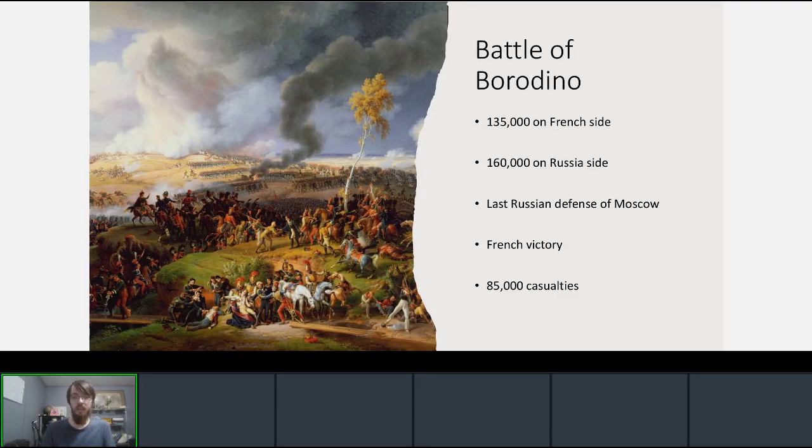And Russia puts up a fight. You have the Battle of Borodino, where it's 135,000 on the French side, 160,000 on the Russian side. This is the last Russian defense of Moscow. It's a French victory, with an enormous amount of casualties, overall 35,000.